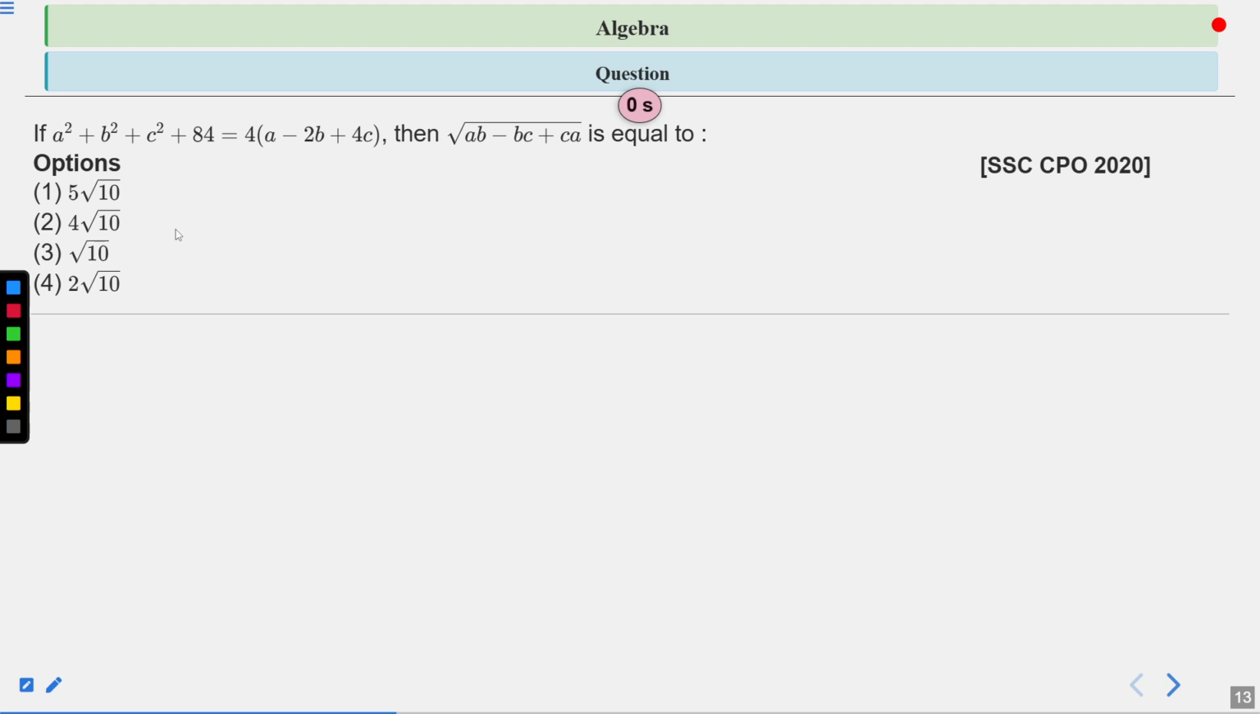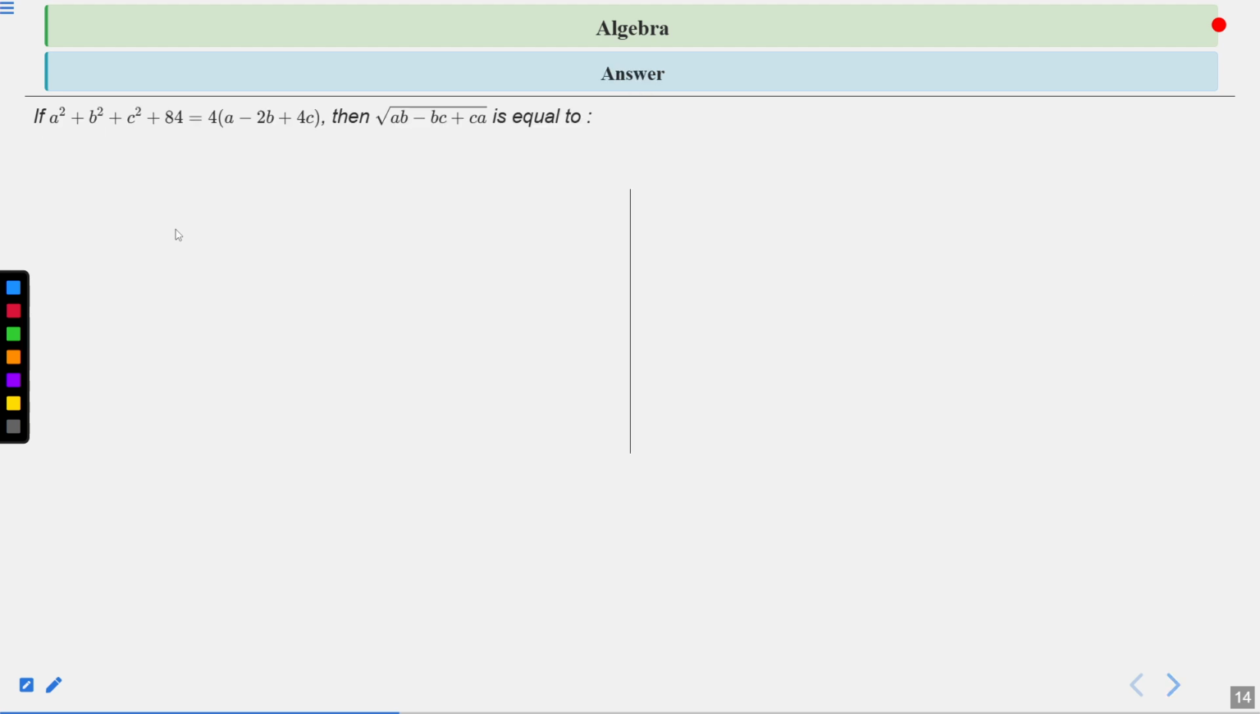Now time's up. Let's see the solution of this question. The question says that if a square plus b square plus c square plus 84 equals 4 times of a minus 2b plus 4c, so we need to calculate the value of under root ab minus bc plus ca. So the correct answer of this question is the fourth one, which is 2 root 10. Now see the detailed solution of this question.